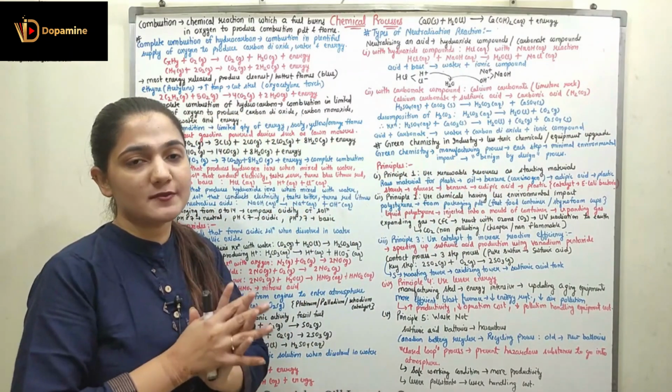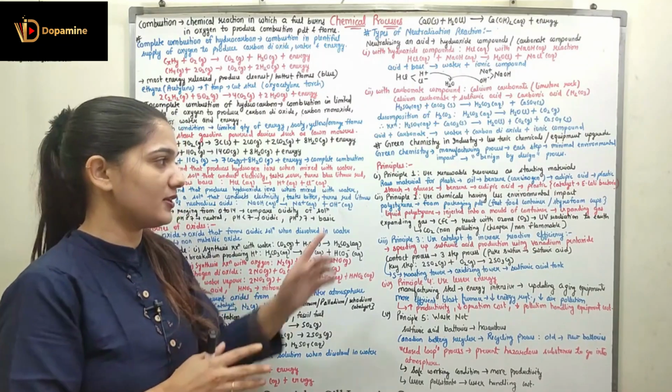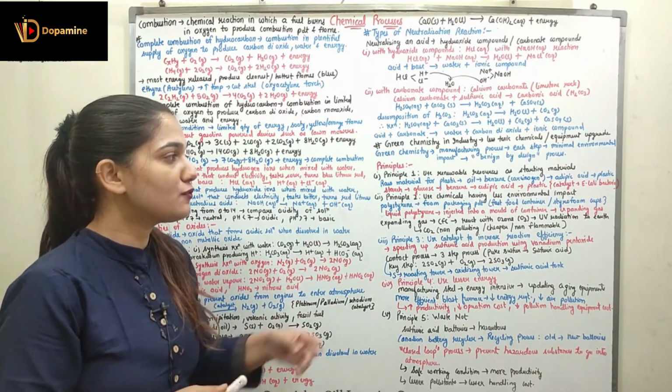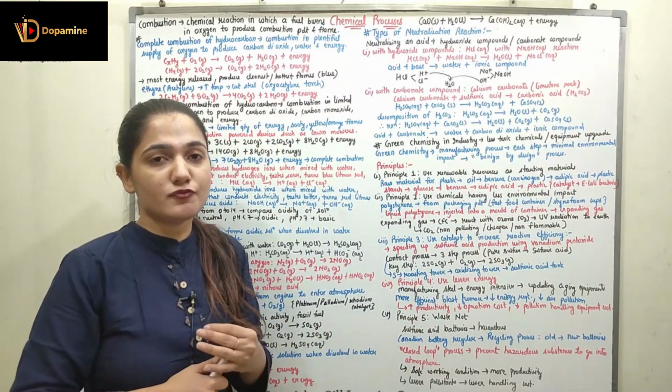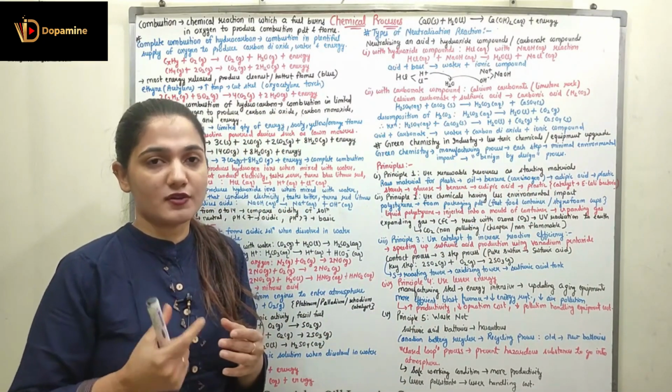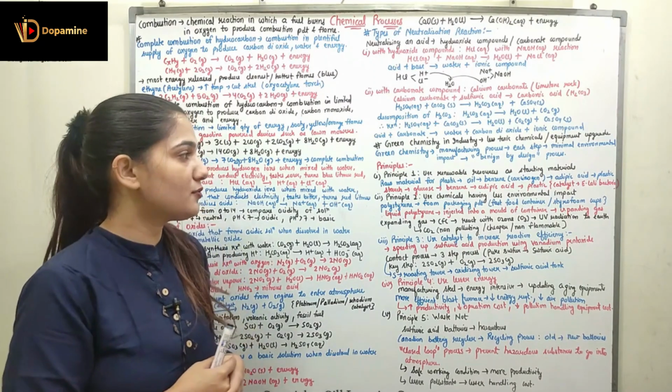So we have various principles. We are going to talk about the 5 principles by which we can move towards green chemistry. Principle number 1 states: use renewable resources as the starting material. When we move towards green chemistry, we have to look at the starting material and move towards renewable resources.